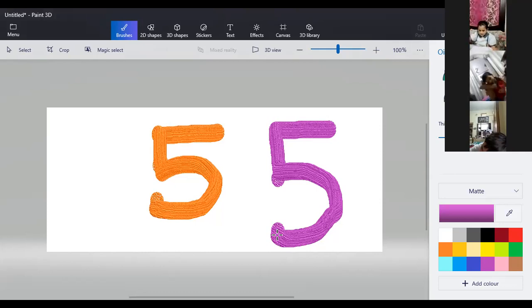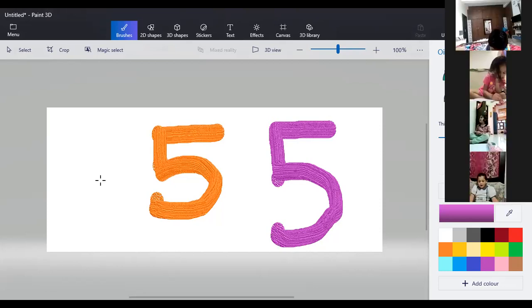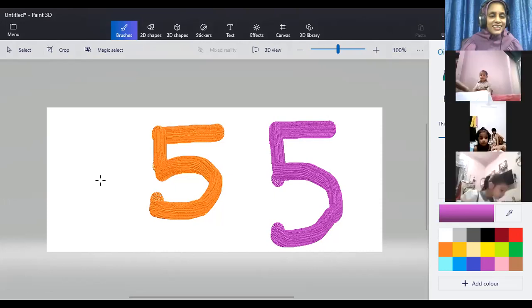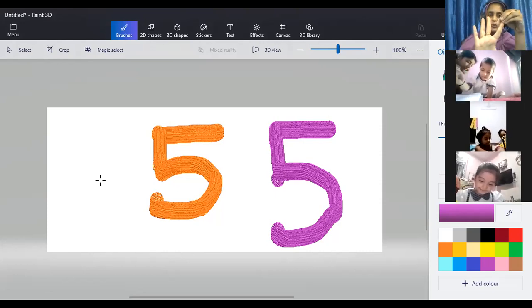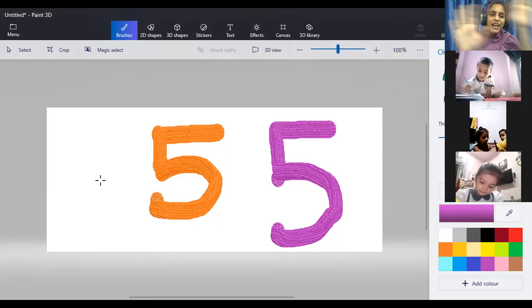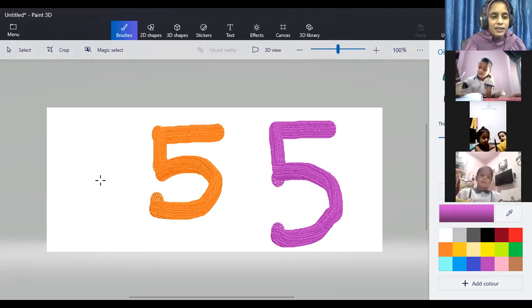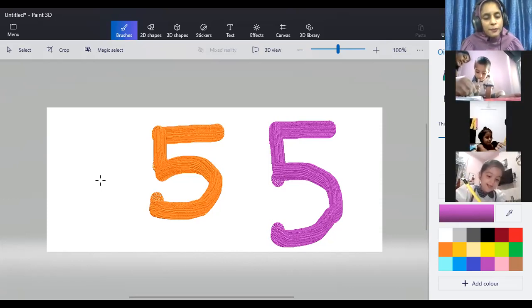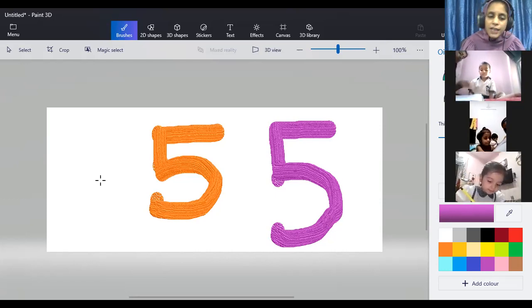Number 5. Come on, start writing fast. Say and write. Which number are you writing? 5. We have 5 fingers in our one hand. How many fingers do we have in one hand? 5. 5 fingers. 1, 2, 3, 4 and 5. Divija, you write down beta yourself. Write only 2 lines at least, okay? If you don't want to write it all now, at least 2 lines you have to write, okay? You do it afterwards then.